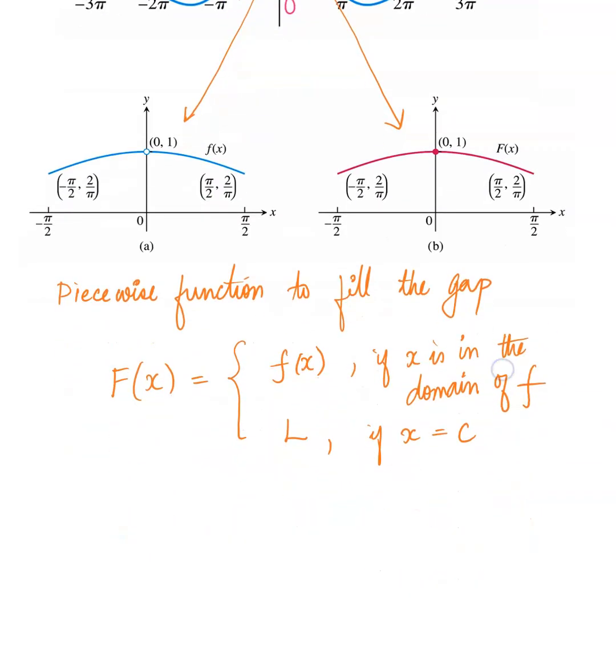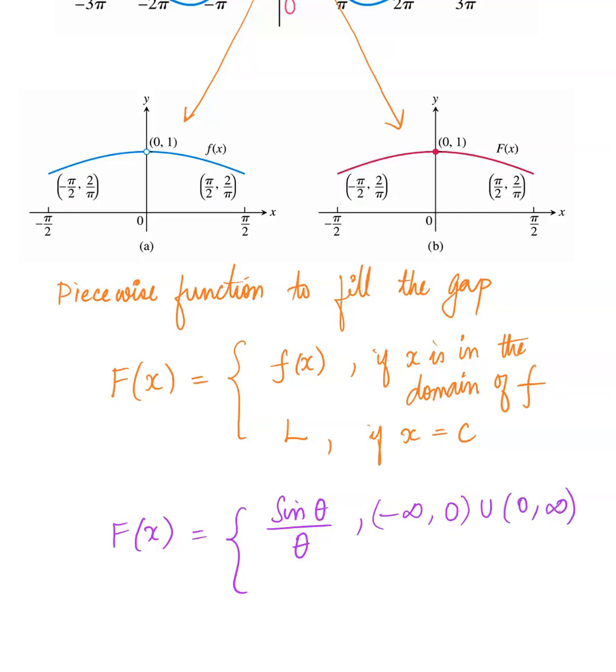So for the sake of this problem, my capital F of x will be the small f of x, which is basically sine theta over theta. And what's the domain for this? The domain for this is negative infinity to 0, union 0 to infinity, because there was a break at 0. And the break at 0 is compensated at 1. So the other piece will be 1, comma, x equals 0, because 0 is where you had the disconnect, right?